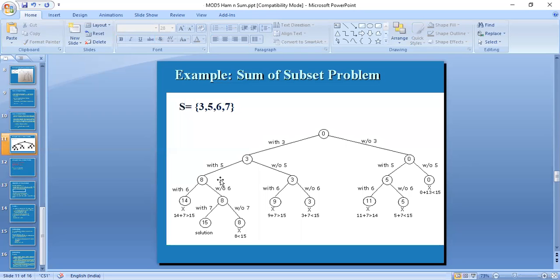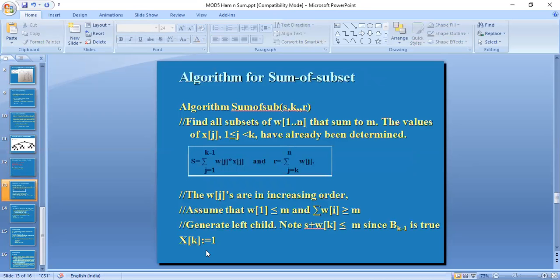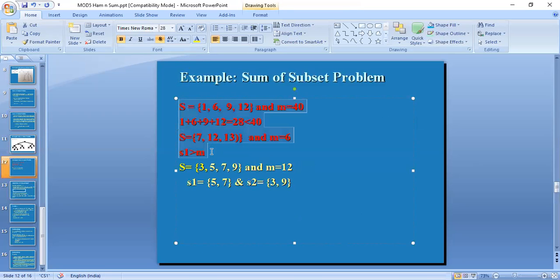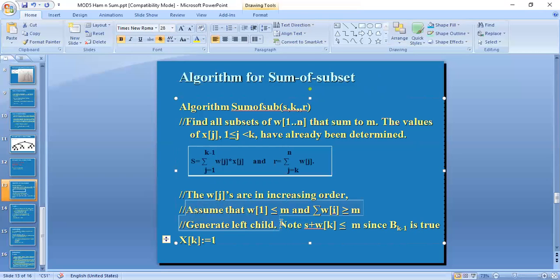Whereas in this case, your m value is 15 and you are getting a solution. So that's all about the sum of subset problem. We have an algorithm based on these two cases. When you write the algorithm, we assume that W of 1 should be less than or equal to m, and the sum of all the values should be greater than or equal to m.